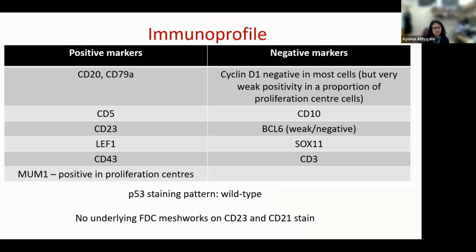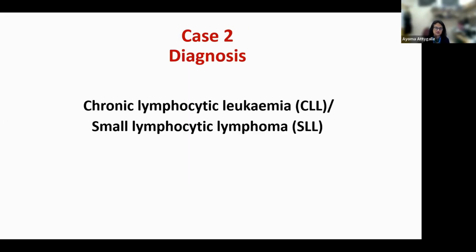So the positive markers in this are CD20, it's positive for pan B cell markers, it's positive for CD5, CD23, LEF1, CD43, and MUM1 in the proliferation centers. Cyclin D1 is negative in most cells, but there's very weak positivity in a proportion of the proliferation center cells. Further negative markers, which you have not seen, are CD10, BCL6, which was weak, which is essentially negative, and SOX11, and CD3 you saw. P53 showed a wild type pattern, and there were no underlying FDC meshworks on CD23, which you saw, and also on the CD21 stain. So this diagnosis is quite straightforward.